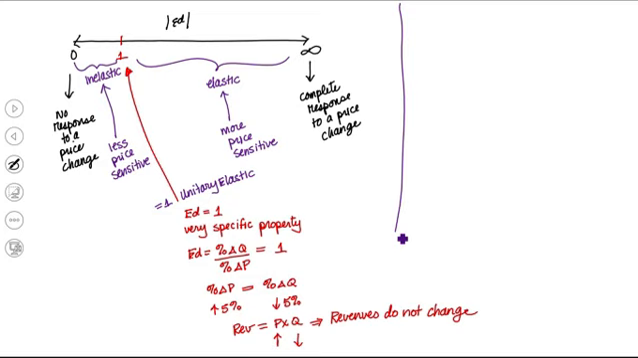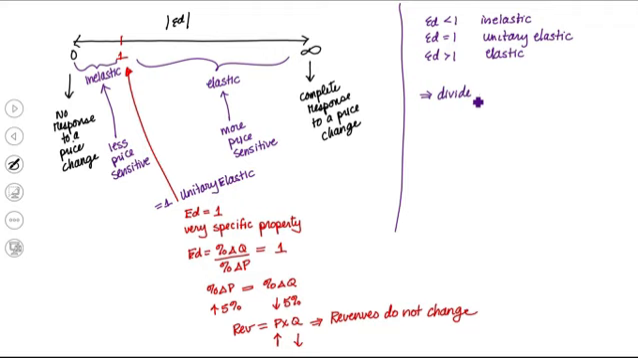So make sure you understand that if elasticity of demand is less than 1, it's inelastic. We call it inelastic demand. If elasticity of demand is equal to 1, we call it unitary elastic. If elasticity of demand is greater than 1, we call it elastic. And then, of course, make sure that you understand that we divide at elasticity equal to 1 because it has a special property. And we explained that right there.